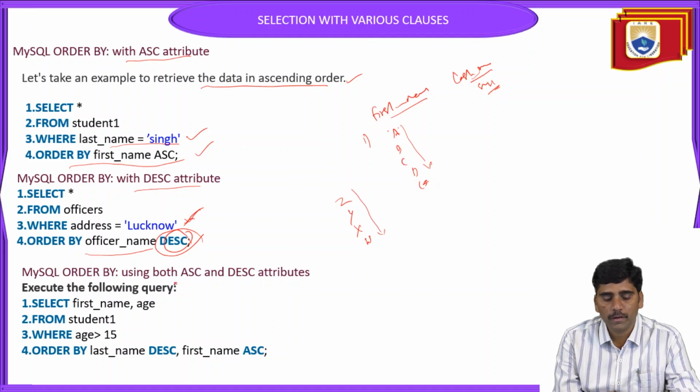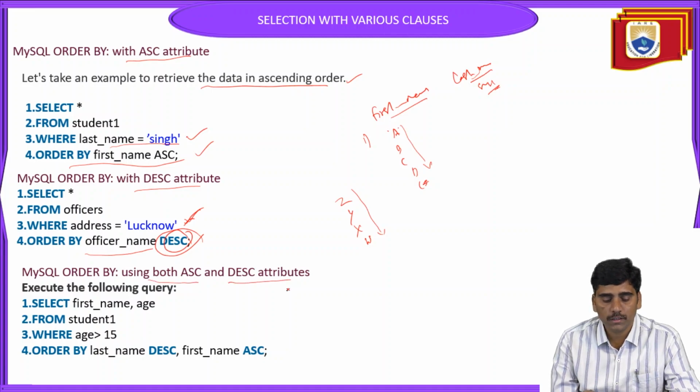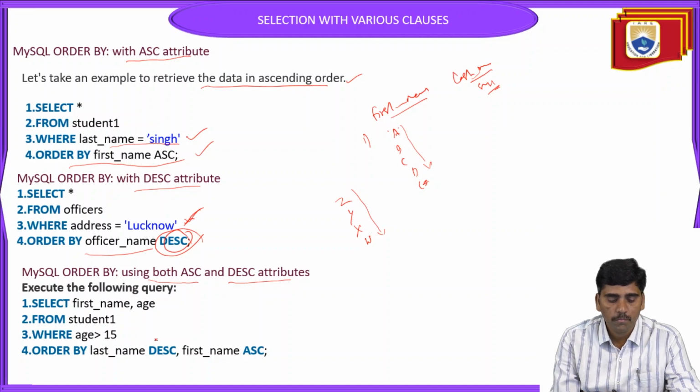And MySQL ORDER BY using both ascending and descending attributes. So mention both ascending and descending. Here I want to display the last name in descending order, and the first name in ascending order. But on what condition am I going to display it? WHERE age greater than 15.